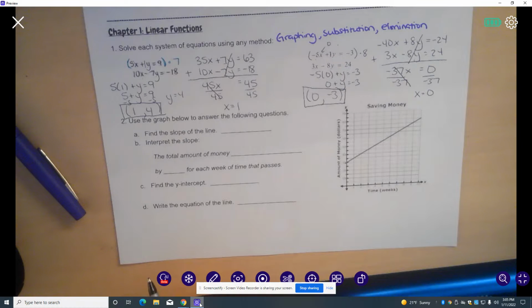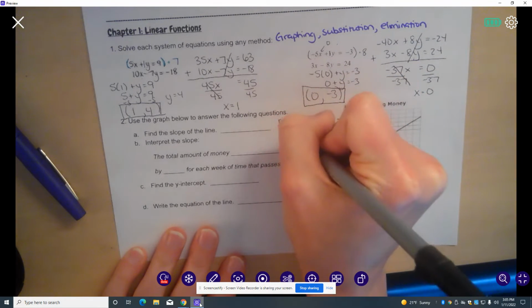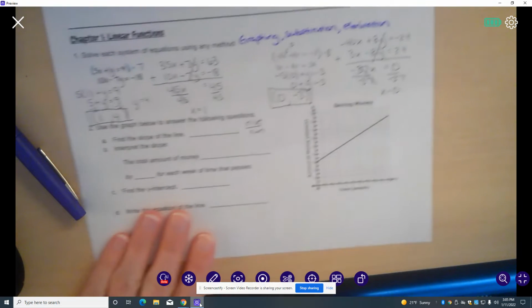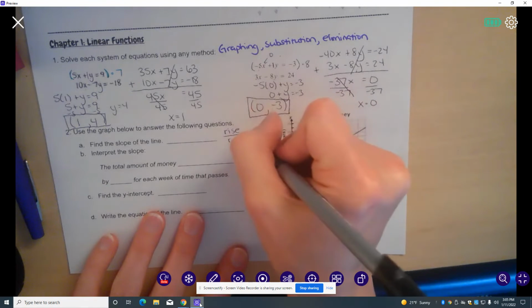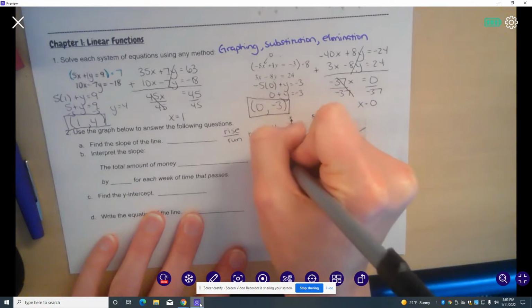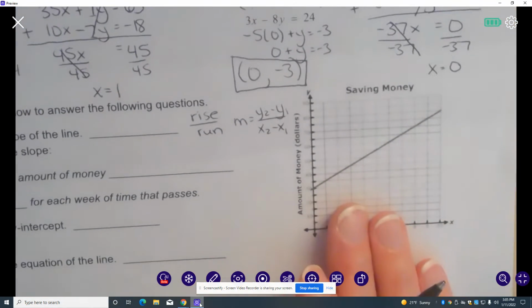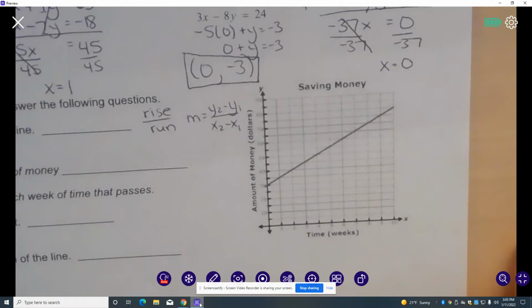And remember, there's a couple different ways you can find slope. You can either count the rise over the run, so pick 2 points that you see on the graph and count rise over run, or you can use the slope formula, which is y2 minus y1 over x2 minus x1. Okay. Now I know my graph is not very easy to see. I'll try to zoom in a little bit. I'll probably just use rise over run because these numbers are not too bad.